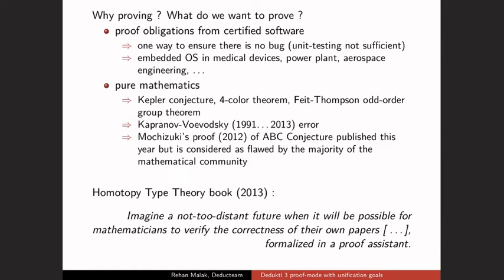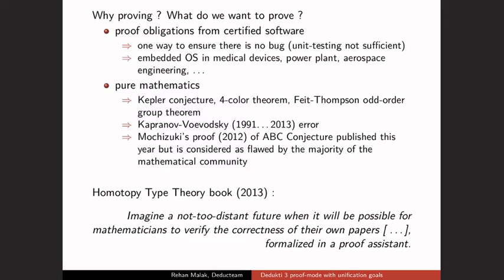We want also to prove pure mathematical statements. One can think of various complex proofs which have been checked during the last decades. For example, the Kepler conjecture, the four-color theorem, the odd-order group theorem. So let's also mention that it was an error in a 1991 proof which stayed more than 20 years, which motivated Voevodsky to shift his research from algebraic geometry to homotopy type theory and develop the so-called univalent foundations.